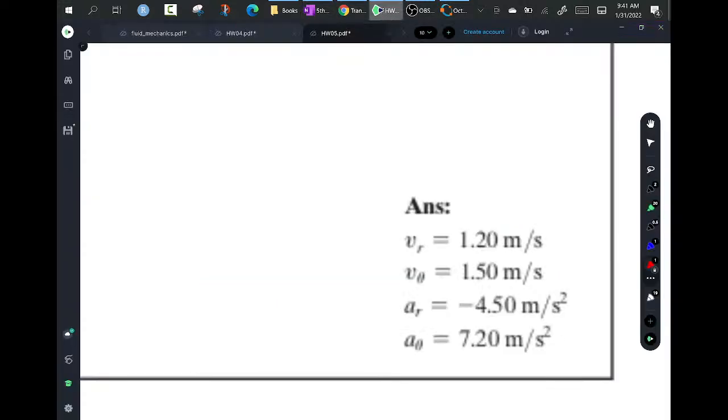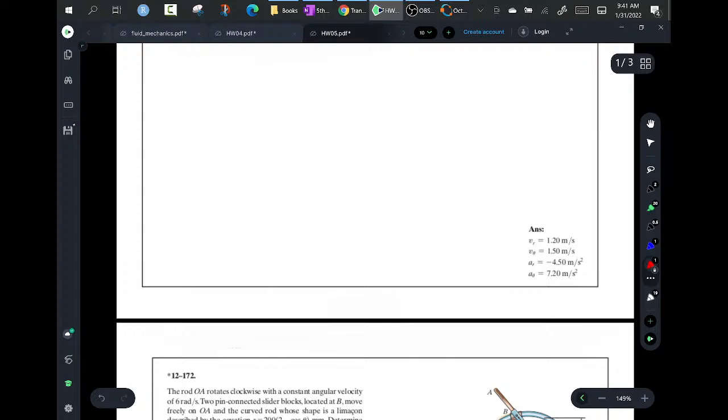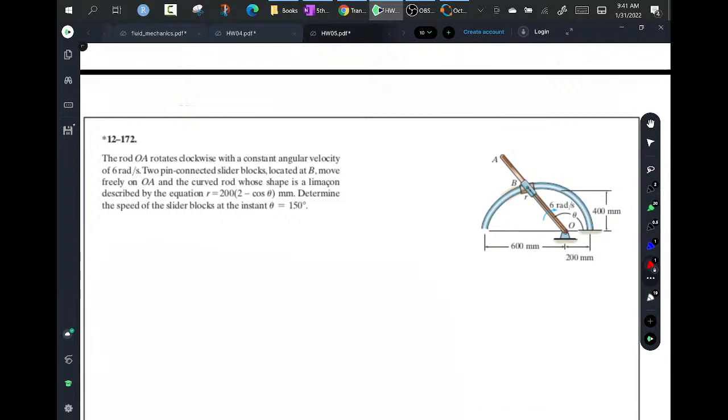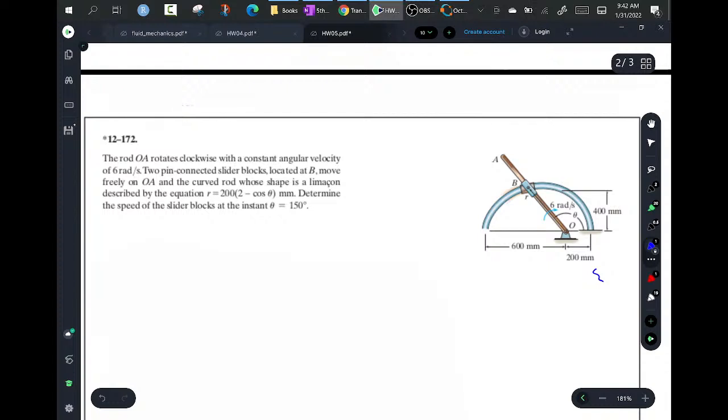Okay, let's look and see if we can start chipping away at this second one. Let's first try to identify what it is we're going to have to do, and then we'll come back to things. You may have to come back to this next time, but let's just start it off. The rod OA rotates clockwise. He shows it right here. At 6 radians, the 2-pin sliders located at B move freely on this rod and on the curved rod.